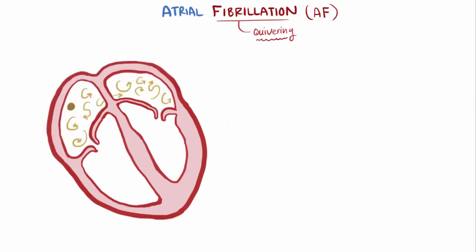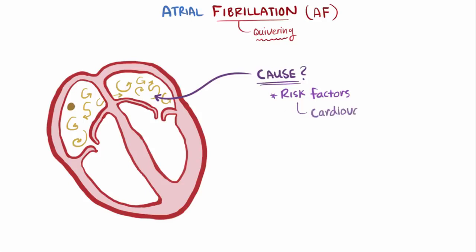Okay, but how or why does this happen in the atrium? Why do the cells start depolarizing in a totally uncoordinated way? Well, the answer isn't super cut and dry. There are a ton of risk factors that predispose someone to developing AF, and the exact mechanisms aren't well understood.